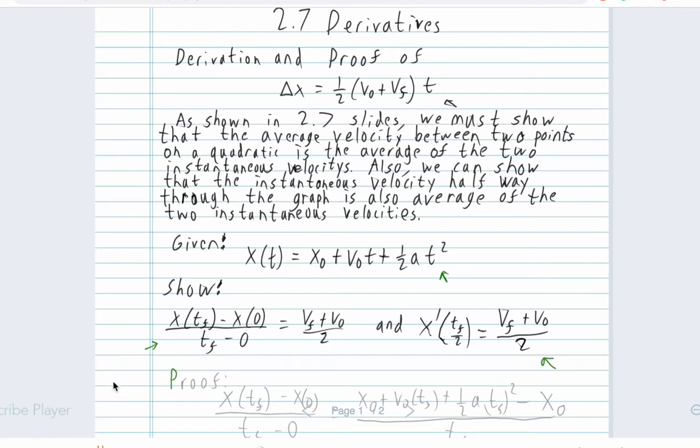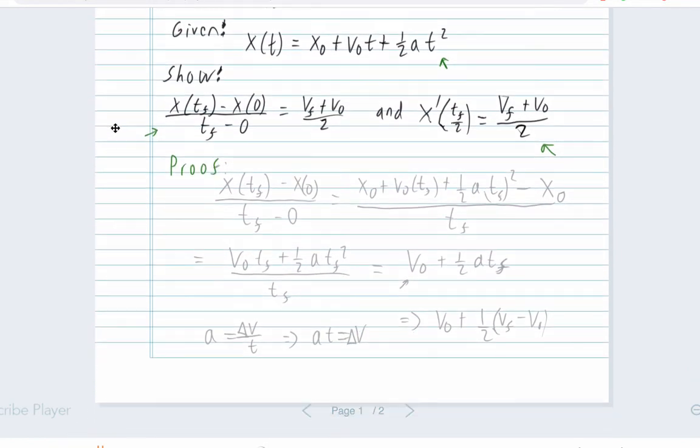Okay, so by the way, this is a common mathematics notation to have a given, show, and proof part. But let's say we're trying to prove this, so let's just start on the left side. So we have x of t final minus x naught over t final minus 0. That's a simple rise over run equation.